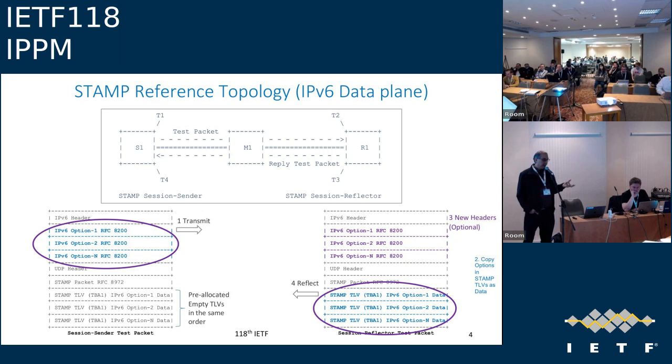So basically, the sender will add an empty STAMP TLV. These are just the same size as the IPv6 options in this example. And it's empty because the reflector will copy the data from the options into that and send it back to the sender. So this is a way to get IOAM data from the forward path back to the sender. And again, the reflector will add options in the reverse direction as well. So this is the very basic idea.